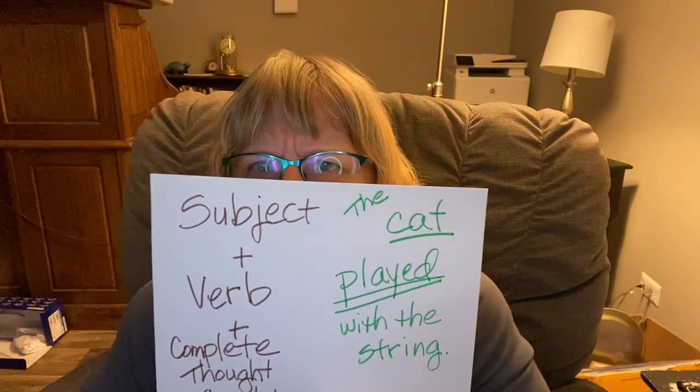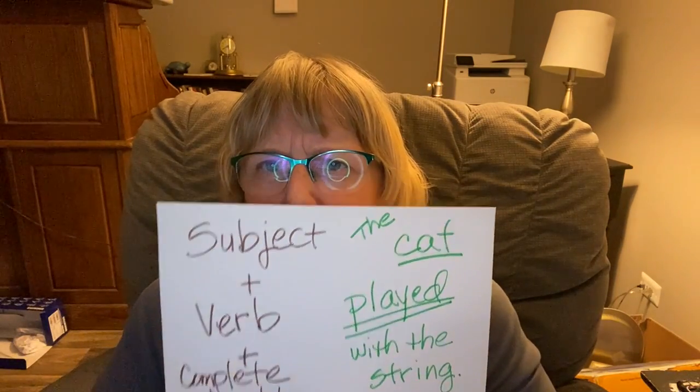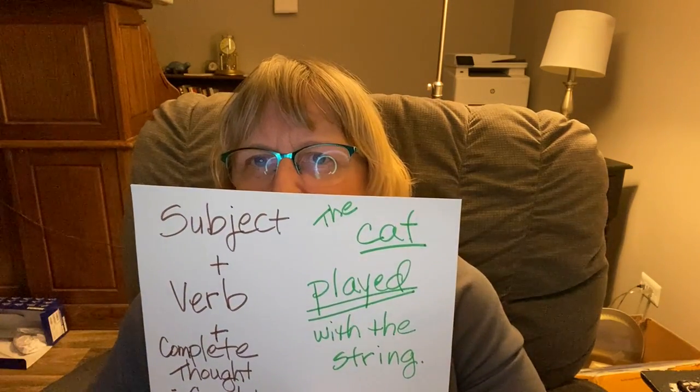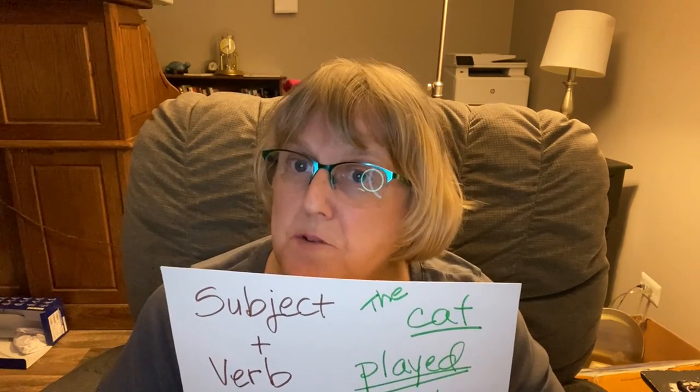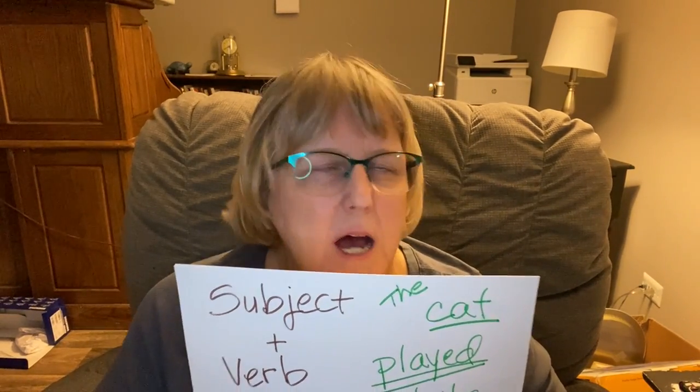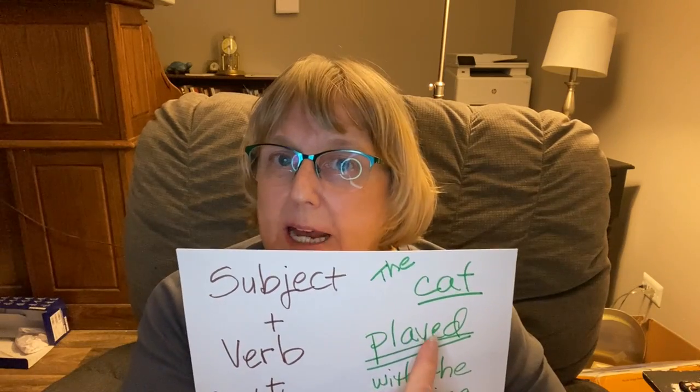Hope you can see these okay. Subject, verb, complete thought. That's what every sentence needs. So we have here, the cat played with the string. Cat is a subject. The subject needs to be a noun or a pronoun that's taking the place of a noun, like she. There must be a verb. It can be a state of being verb or linking verb, like I am wonderful. Am is the verb, I is the subject. Or it can be an action verb like played.